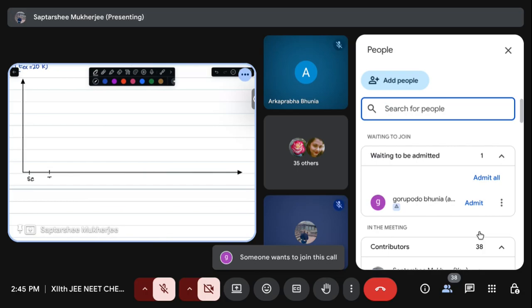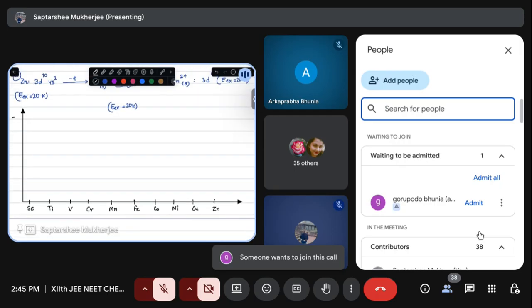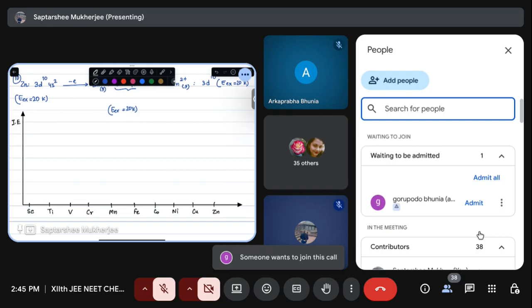Scandium, titanium, vanadium, chromium, manganese, iron, cobalt, nickel, copper, zinc. And in this quadrant, I am putting the ionization energies on the y-axis.